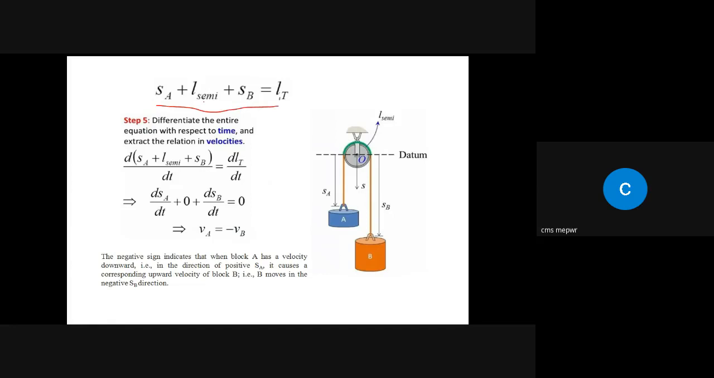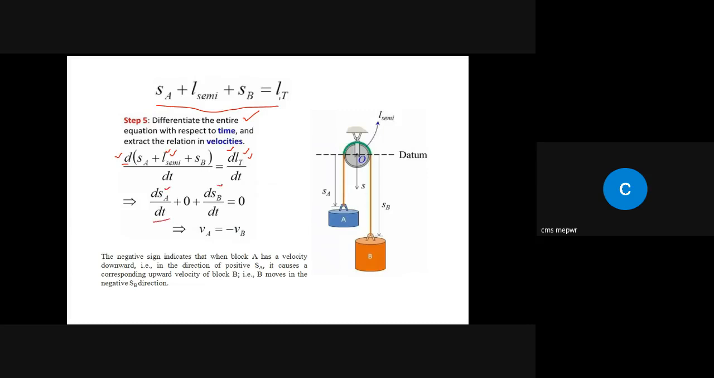So let's differentiate it with respect to time. In step 5, we need to differentiate this equation with respect to time. When you differentiate, it will be d by dt on the left side as well as d by dt on the right side. Since this one is constant and this one is also constant, the derivative of a constant becomes 0. And we will get dSA by dt plus dSB by dt is equal to 0.